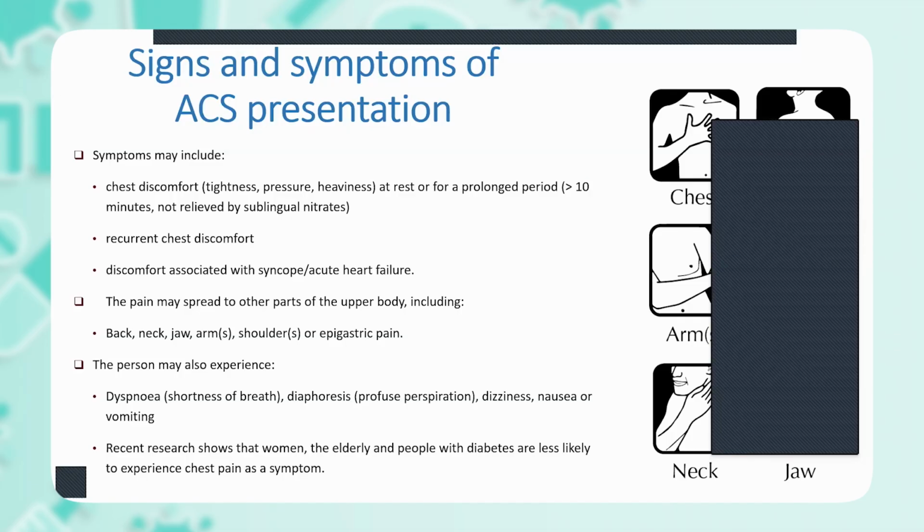It is not only in the chest, it could be in the back, neck, jaw, arm, shoulder, and one of the questions I've seen on the EDIC 1 exam, it's an epigastric pain. So be mindful that it could be an epigastric pain. The person can also present with symptoms other than pain, where pain is not the predominant symptom. It could be dyspnea, diaphoresis, dizziness, nausea, and vomiting.